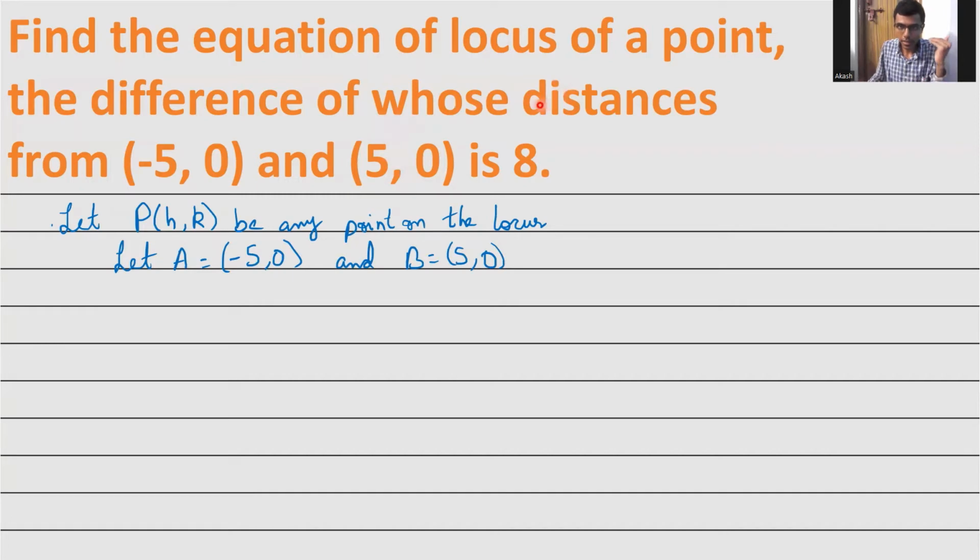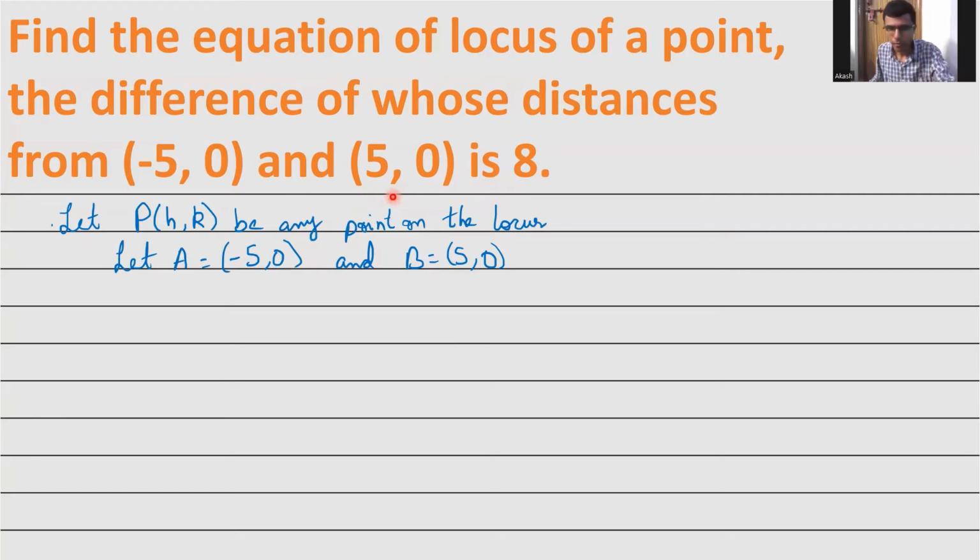Now let's analyze the given statement and put it down in the form of a mathematical equation. There is a point such that the difference of whose distances from these 2 points A and B is 8. That means PA minus PB is equal to 8. Am I right? No, it's actually mod of PA minus PB is 8, because PA minus PB could come negative, but we want it to be positive, so that's why we are taking mod of PA minus PB as 8.